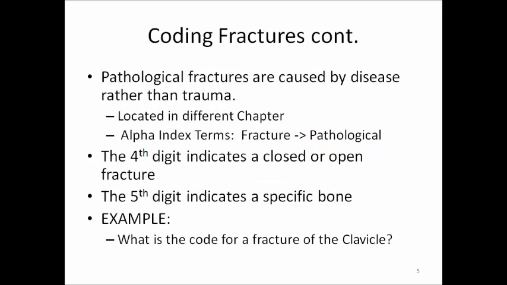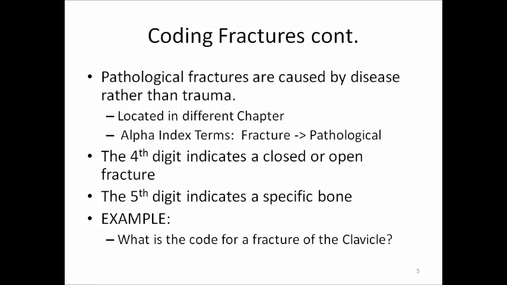A pathological fracture is caused by a disease rather than trauma. For instance, someone with osteoporosis may experience a vertebral fracture that has nothing to do with an injury. When that happens, we're going to look under the term fracture, subterm pathological. This will direct you to a different chapter. Back to the specificity of our fracture codes, the fourth digit will indicate whether it's a closed or open fracture, and the fifth digit indicates the specific bone that is broken.